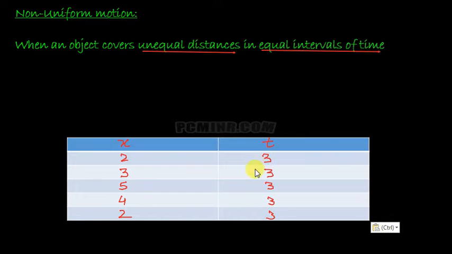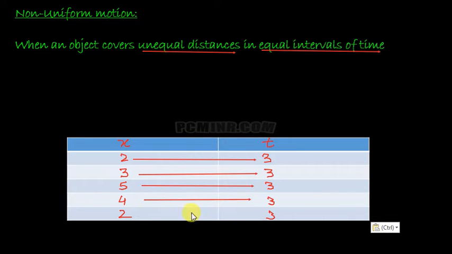So in every 3 seconds, every interval, the distance that you're covering is not the same, as you can check out. So this type of motion where the distances covered are unequal in equal intervals of time is said to be a non-uniform motion.